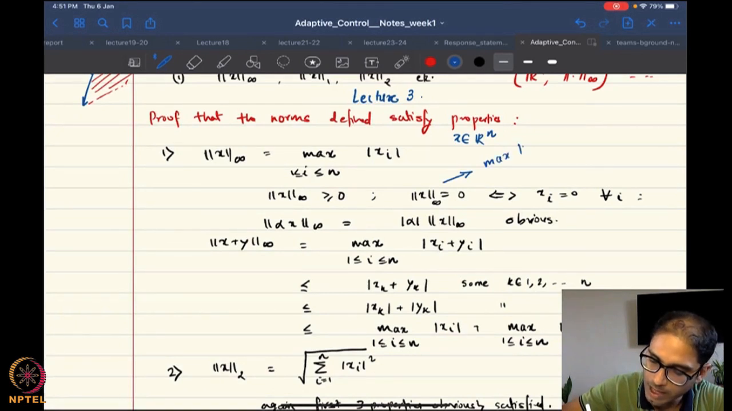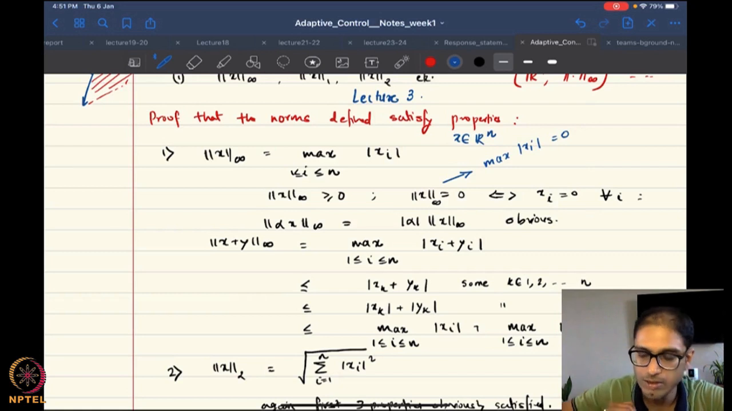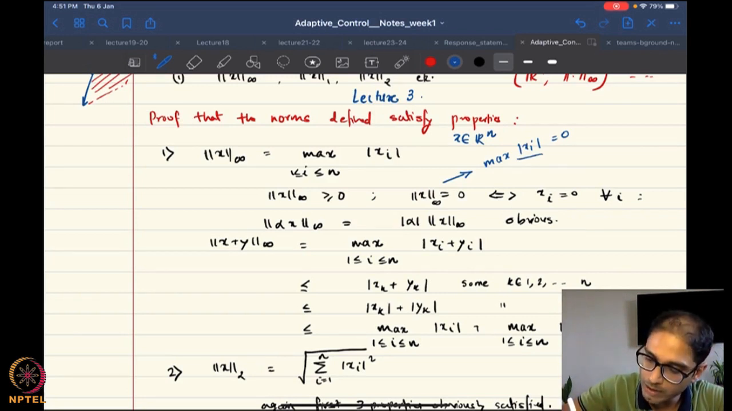I'm saying that the max of every element is zero, right? All right, if the max of every element is zero, remember the absolute value is in fact non-negative, right? So if the maximum of all absolute values of xi is zero, then the only way this is possible is that xi is 0, right?